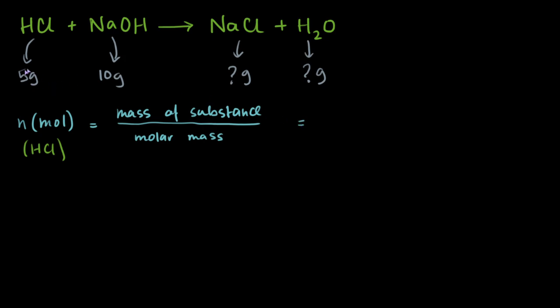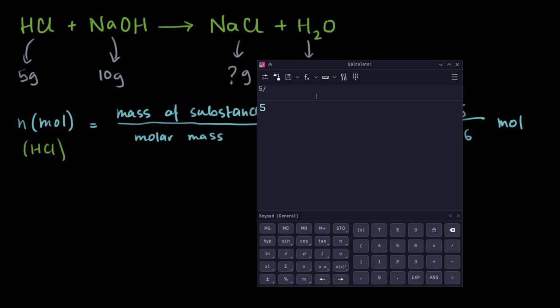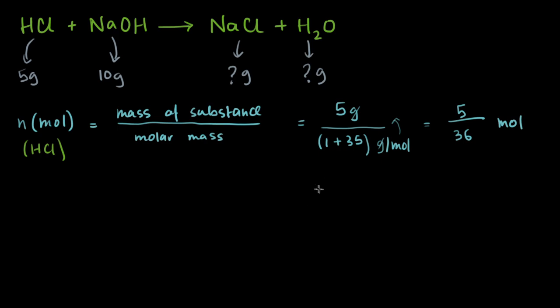In our case, we have 5 grams mass, all over the molar mass of HCl, which is 1 for hydrogen and 35. Actually, it is 35.5, but we'll take only whole numbers here. 36 grams per mole. If you work out the units, grams and grams will get cancelled, and the mole will get up top. You'll be left with 5 all over 36 moles. Let us actually calculate that. Bring our trusty calculator up here, 5 all over 36, and this is approximately 0.138 mole of HCl.